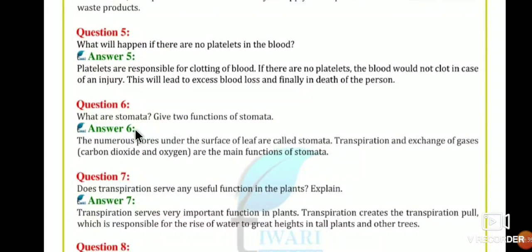Next is, what are stomata? Give 2 functions of stomata. So first we should define what stomata are, and next we should give 2 functions of stomata.